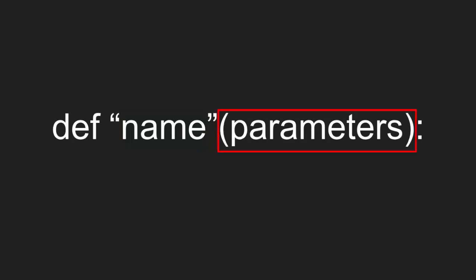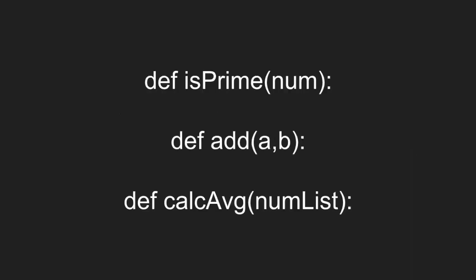The parameters represent the inputs. Now the inputs can be a list, integers, or strings, any of the data structures we've learned so far, and it could be one or multiples.